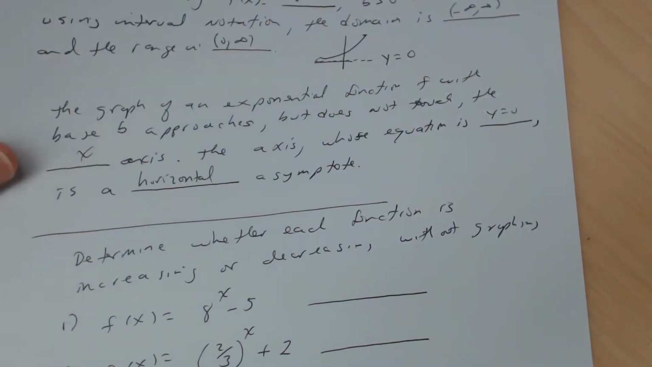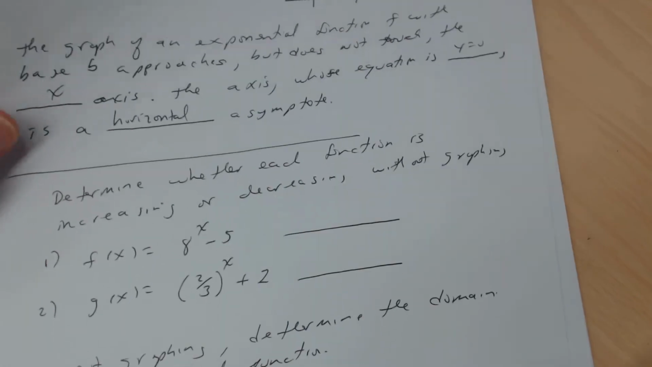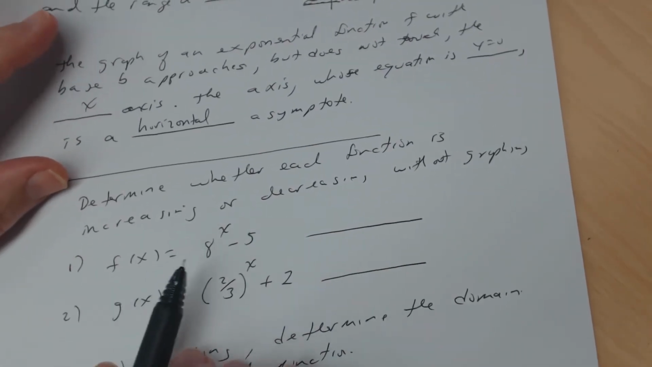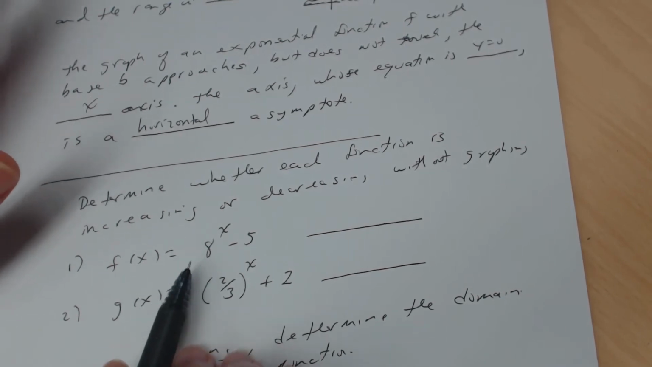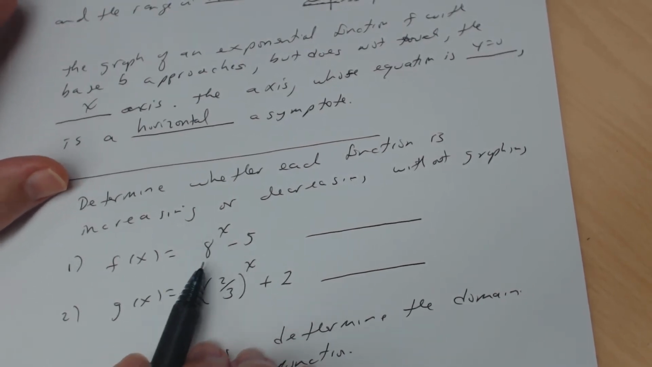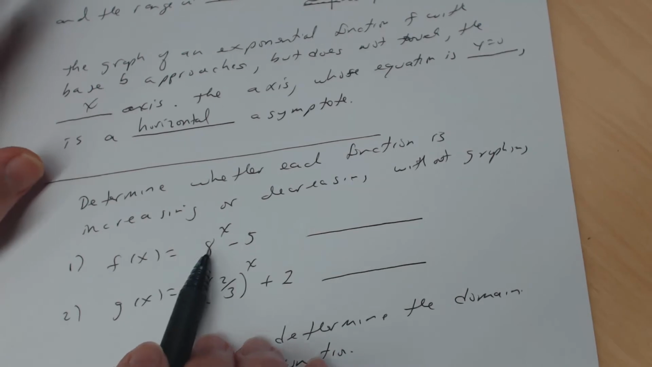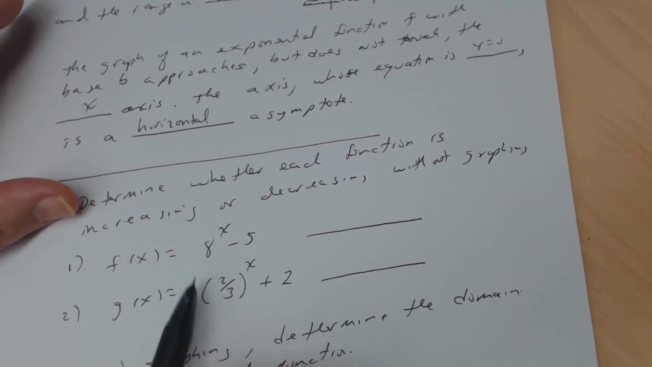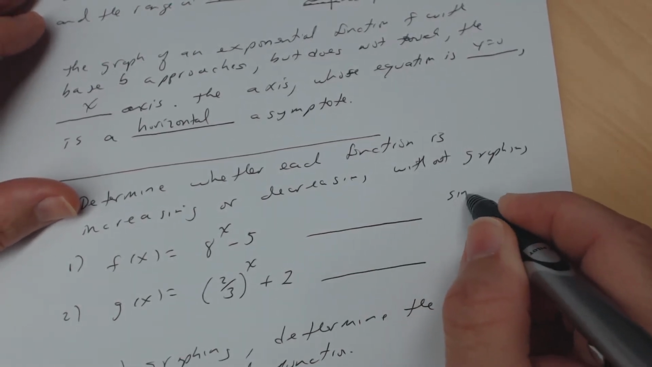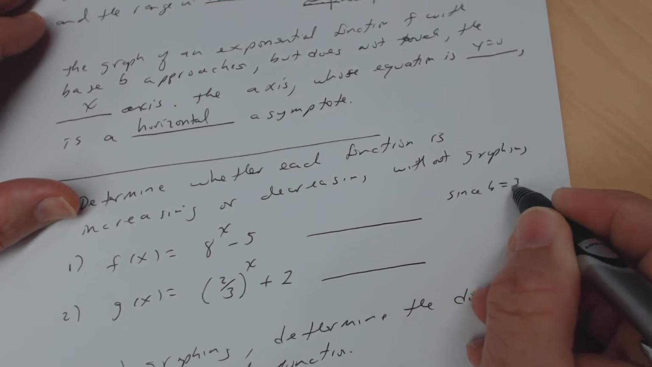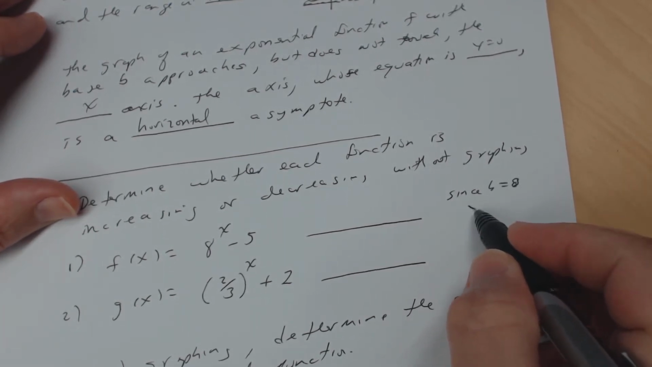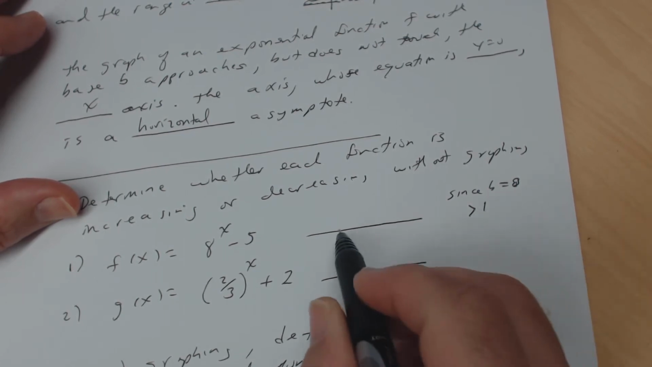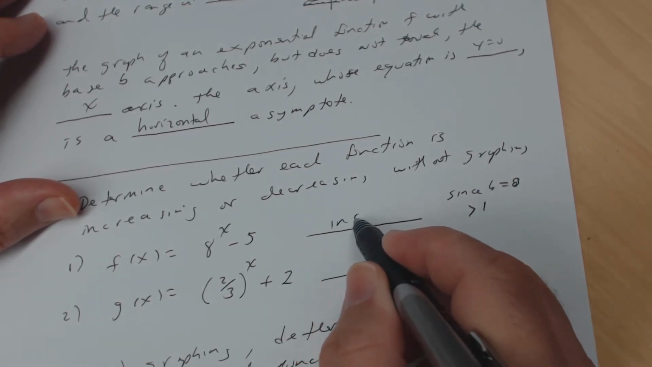Now determine whether each of the following is increasing or decreasing without graphing. We don't have any reflections, so we shouldn't have any issue with this one. Remember, to determine whether it's increasing or decreasing, you look at the base. The base is 8. So since b equals 8, which is greater than 1, the graph's going to increase.